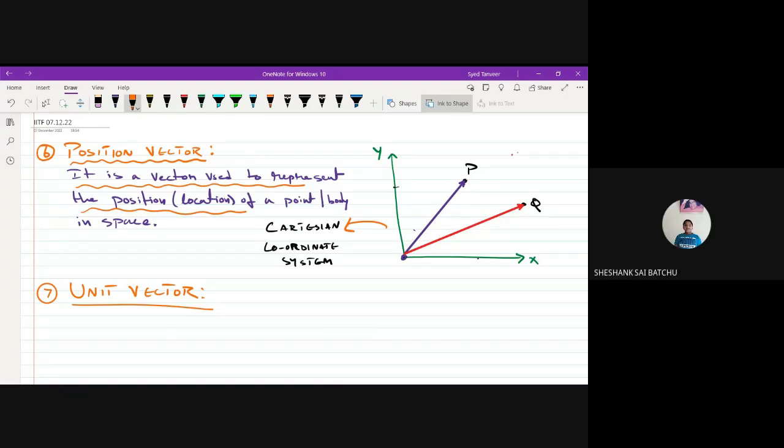It represents the position. I want to tell you the position of some point. How can I tell you that? I should take some point as reference, right? Suppose I want to tell you my address. Let us say we both live in the same city. I want to guide you to my home from your home.